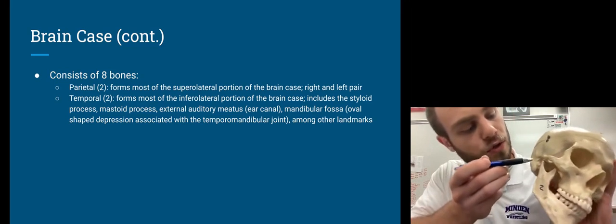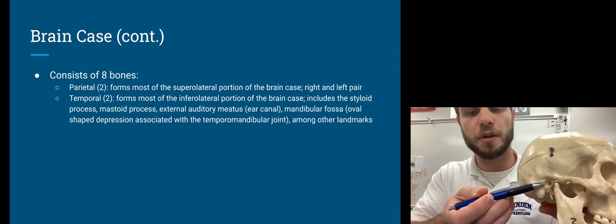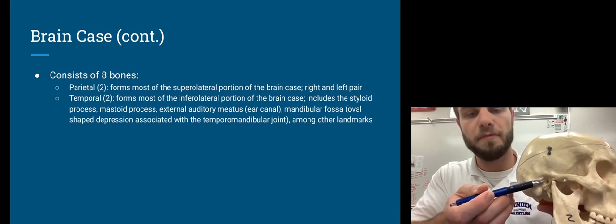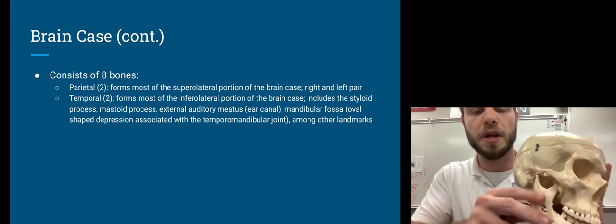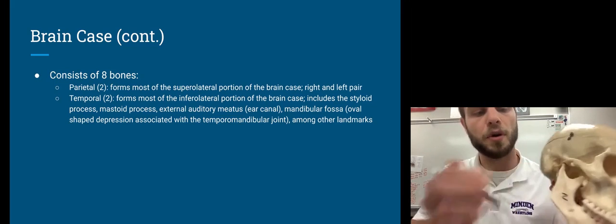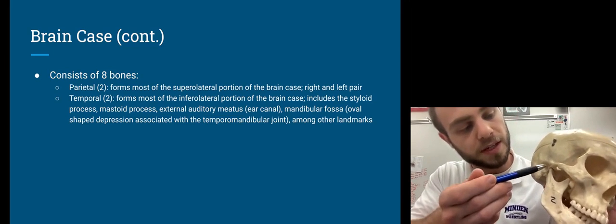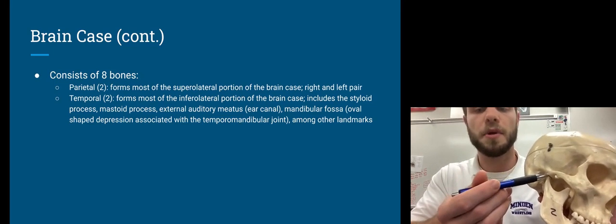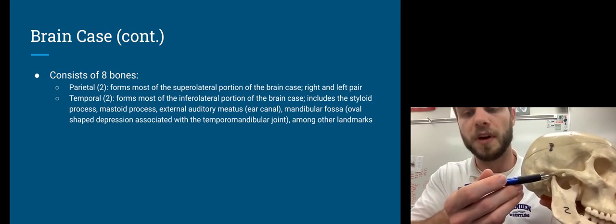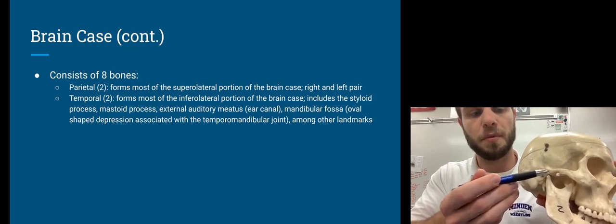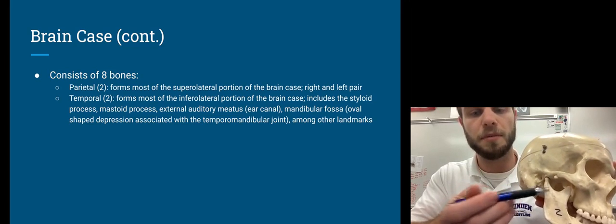Then you have the external auditory meatus here. This is going to be your ear canal. You also have the mandibular fossa, which is going to be an oval-shaped depression, part of your TMJ here. So again, here's our temporal bone. So you can see how the mandibular fossa here is going to be a part of our temporomandibular joint.